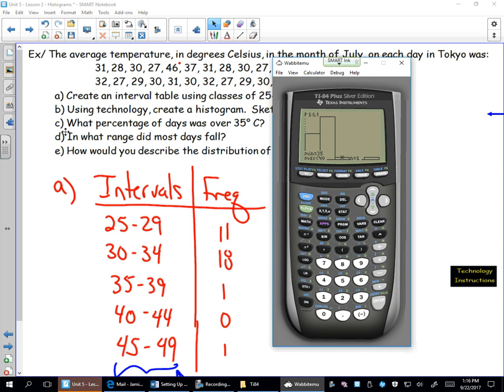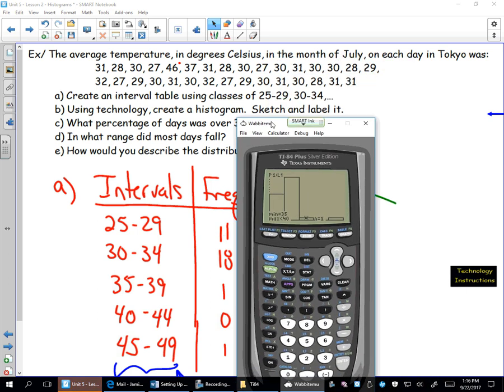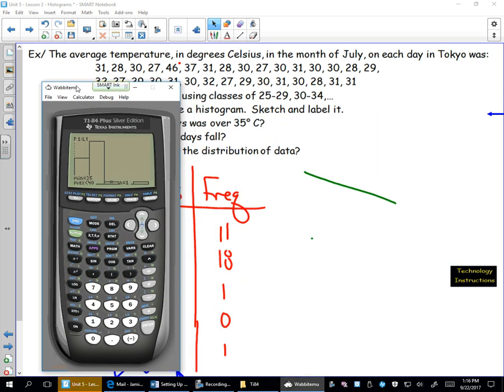Okay. Part B says use technology to create a histogram. Hey, we did that. We don't have to draw it out unless it says sketch it. Oh, it says sketch and label it. So we got to do that. We can do that pretty quick. Move this stuff out of the way here. Histogram.